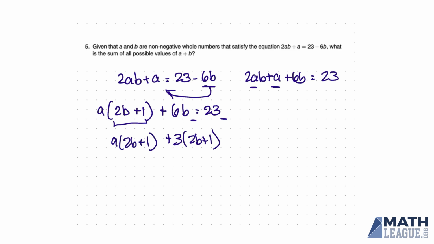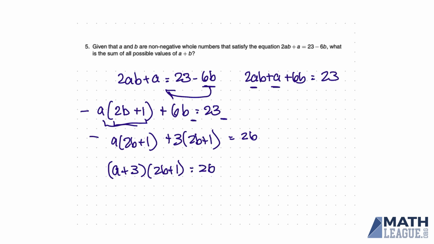And so let's see what changed from the first equation to the second one. We have the first part the same, but if we look at the second part, in our second equation, we have 3 times 2b plus 1. So that gives us 6b plus 3. That means we need to add 3 to both sides of the equation to go from the first equation to the second. If we add 3 to 23, that gives us 26. And so we can just factor out the 2b plus 1 to give us a final factored form of a plus 3 times 2b plus 1 equals 26.